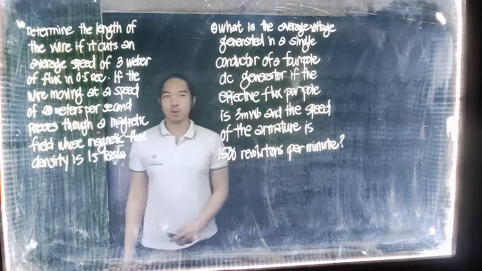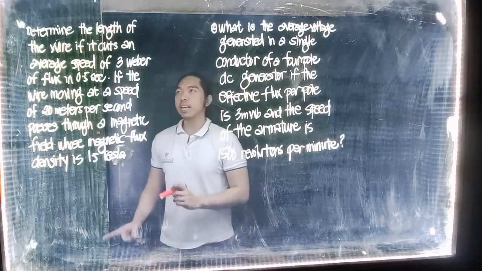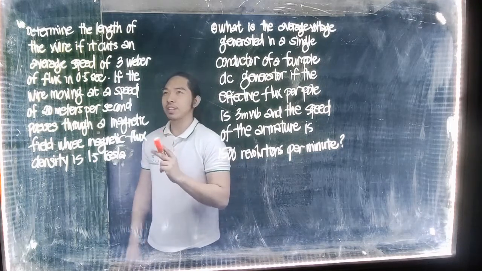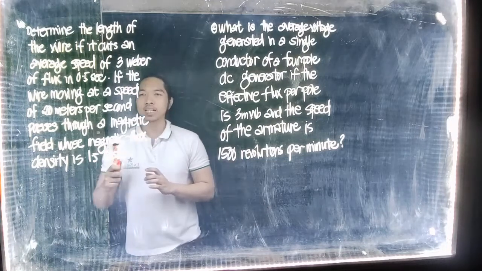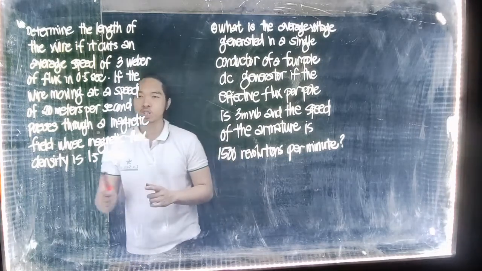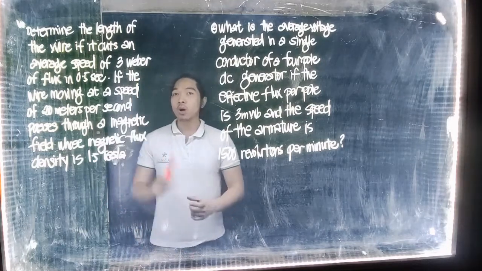So for this particular sample problem, let's start. Determine the length of the wire if it cuts an average of 3 Weber of flux in 0.5 seconds, if the wire is moving at a speed of 20 meters per second and passes through a magnetic field whose magnetic flux density is 1.5 Tesla. So how do we do that?